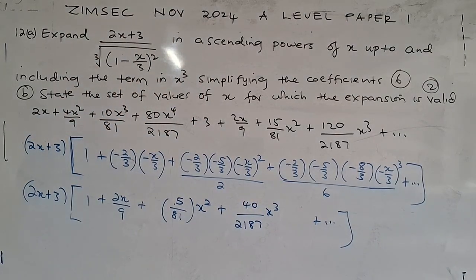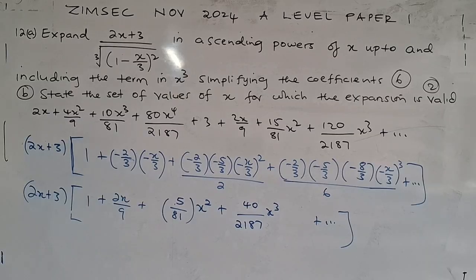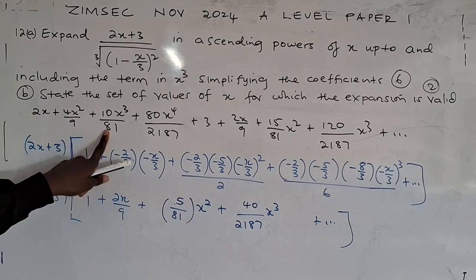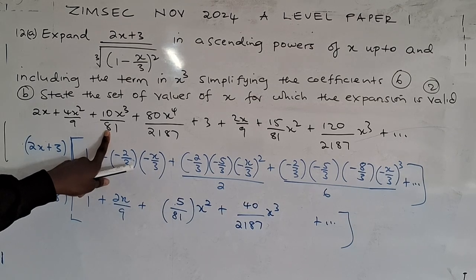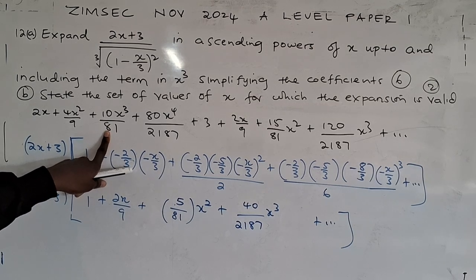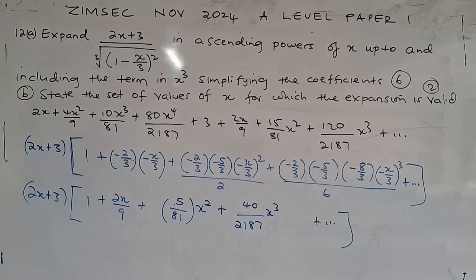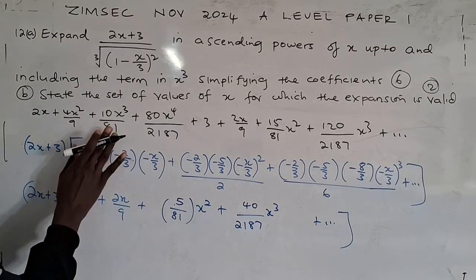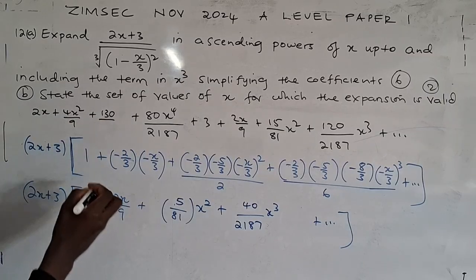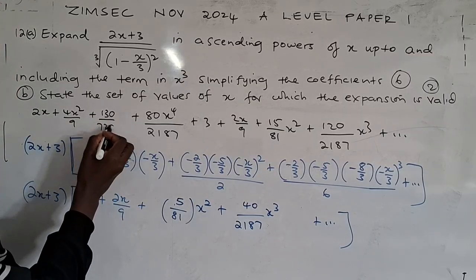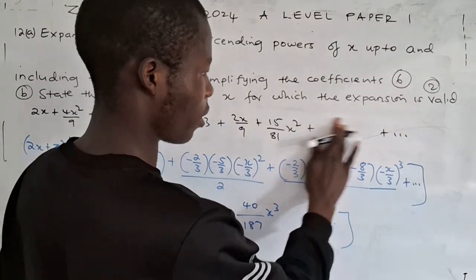Now, okay. So you can simplify. You add this and this. What is the answer? If you add 10 over 81 plus 120 over 2187, what is the answer? This is 130 over 729. So I'm going to write here 130 over 729x to the power 3. I'm going to remove this.